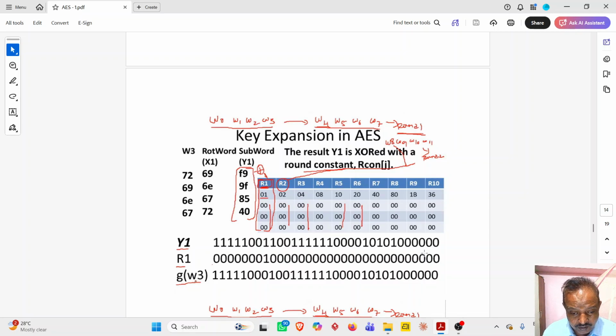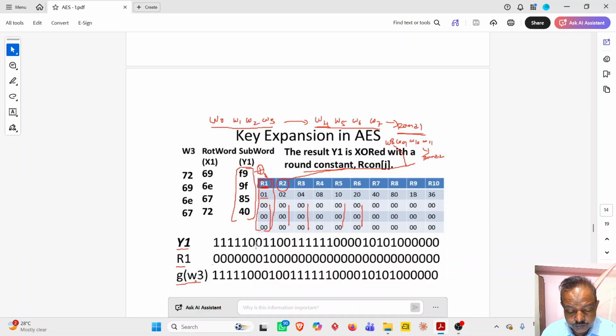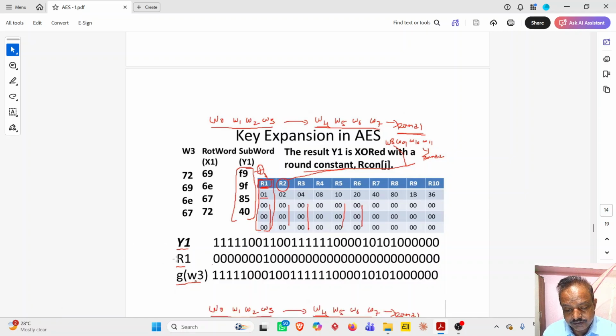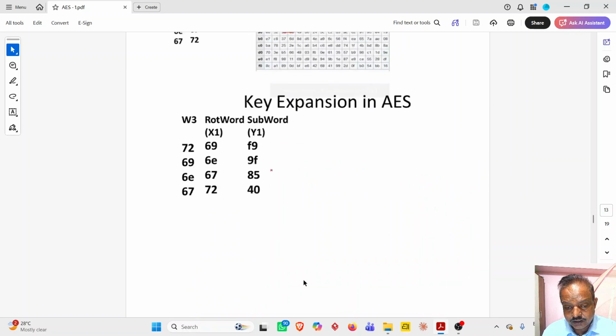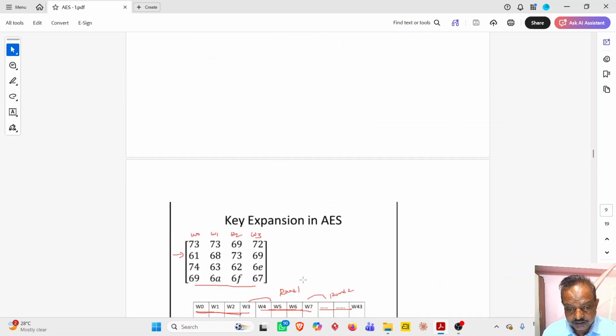You know what we do? We have to find the G of W3. In the G of W3, what happens? This Y1 and R1 go for exclusive OR. In exclusive OR operations, if any one of the inputs is 1, then the output will be 1 only. If both inputs are the same, either 0 0 or 1 1, the output will be 0. Okay. So in this case, we find the G of W3. Is it clear?